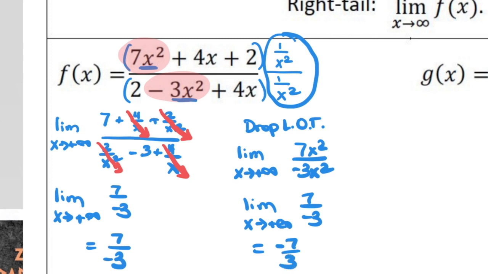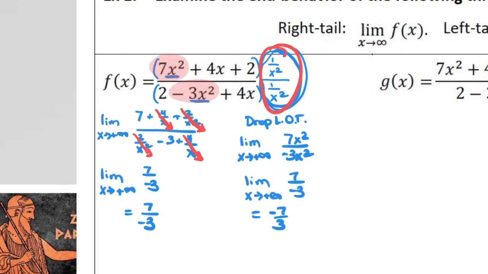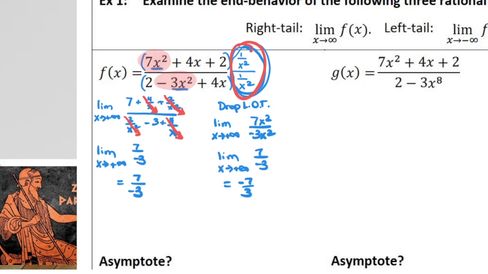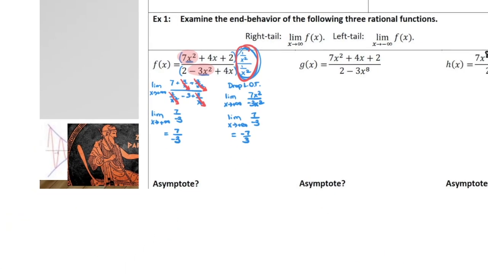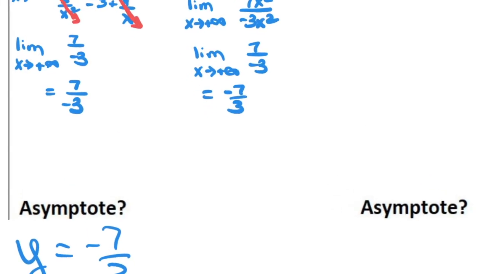So if we drop the lower order terms, that's the same thing as multiplying by this 1 over x squared. Just a little bit more quickly, we can get to the answers. All right, so that's your right tail. Your right tail is going to the asymptote y equals negative 7 over 3. What about the left tail?